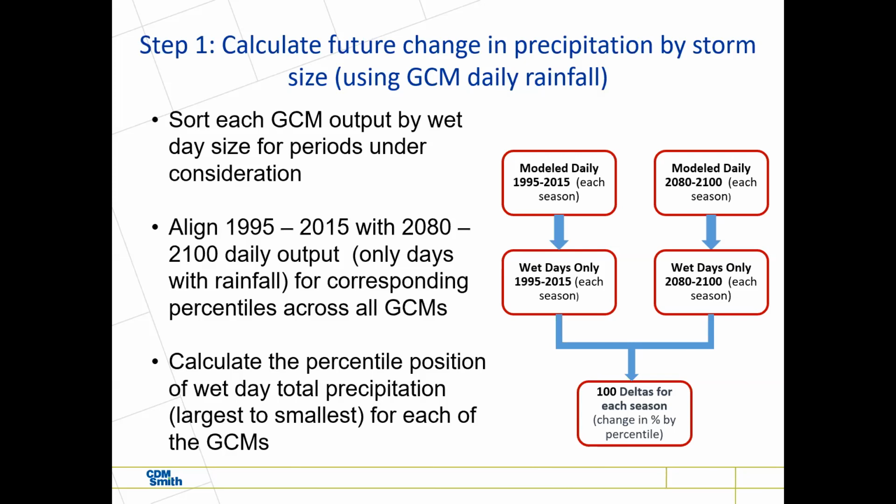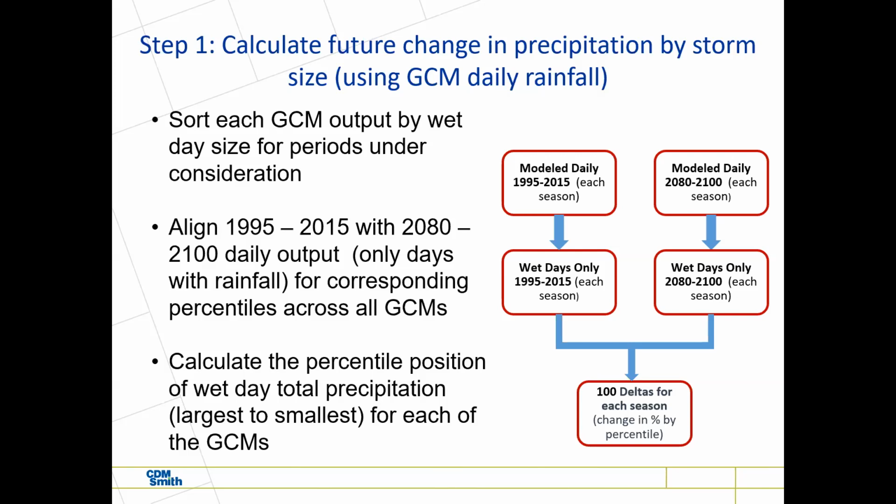You sort them by the size of their wet days. So the largest wet day all the way down to the smallest wet day over that 20-year period. You're going to find about 4,000 wet days, and they'll be all sorted according to size. You do that for both periods. Then you align the 1995-2015 with the 2080, and you look at corresponding percentiles. So again, I mentioned the 100th, 99th, 98th. You just do it by percentile, and you match them up between the current and the future time period. And you calculate the percentage increase, or in some cases even a decrease, that you might see between those two periods at the equivalent percentile.